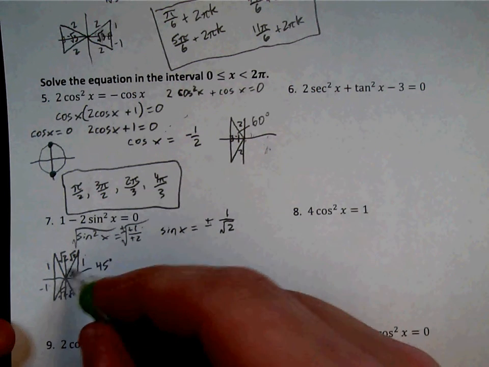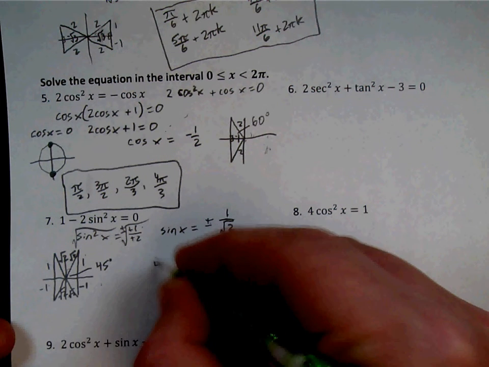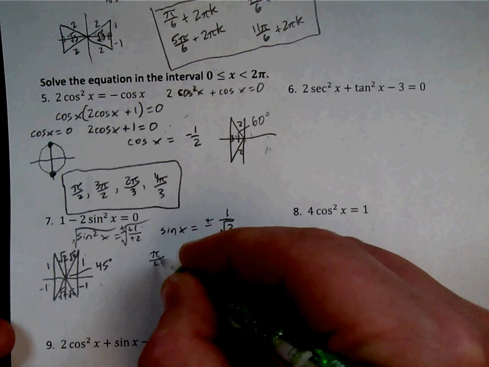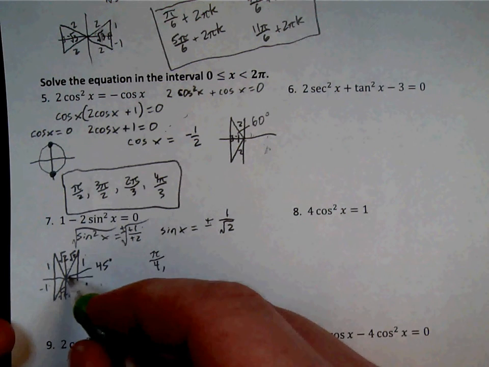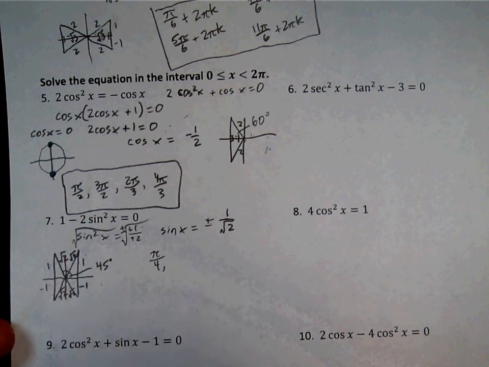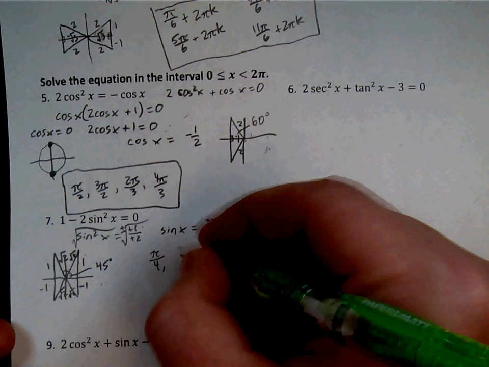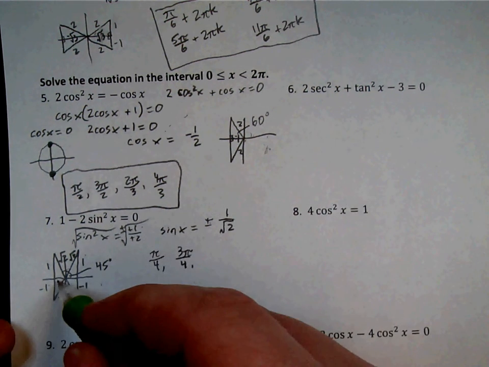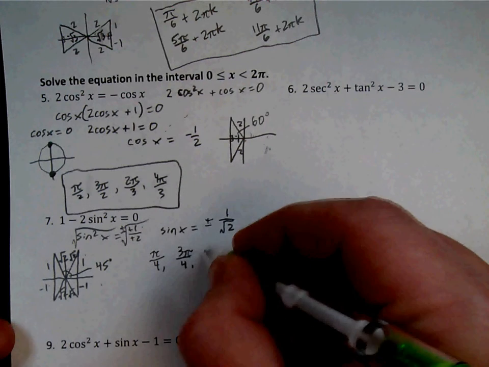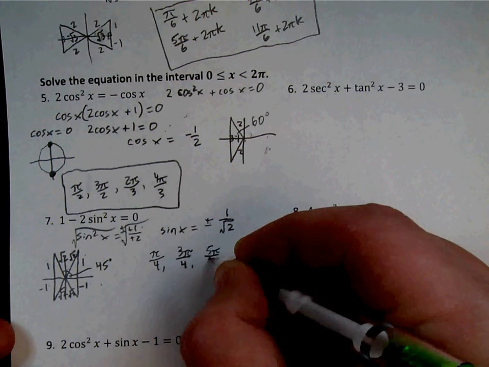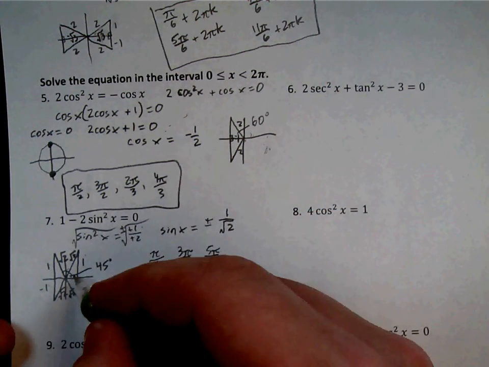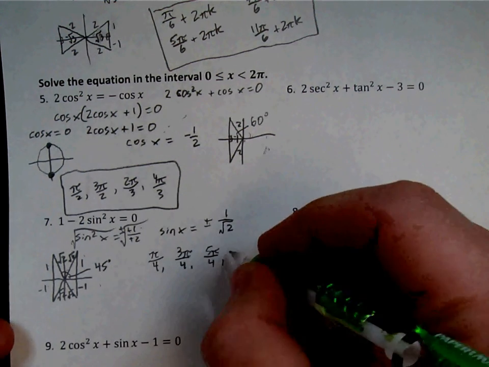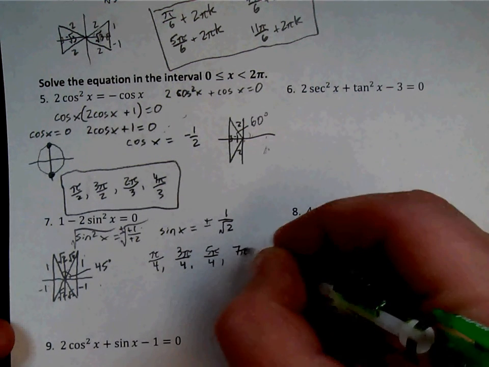So the first angle is 45 degrees, so pi over 4. The next one, I'm stopped pi over 4 shy of pi, so that's 3 pi over 4. And then I go up to a pi plus a fourth, so that's 5 pi over 4. And then lastly, I go to the full 2 pi minus a fourth, so that's going to be 7 pi over 4.